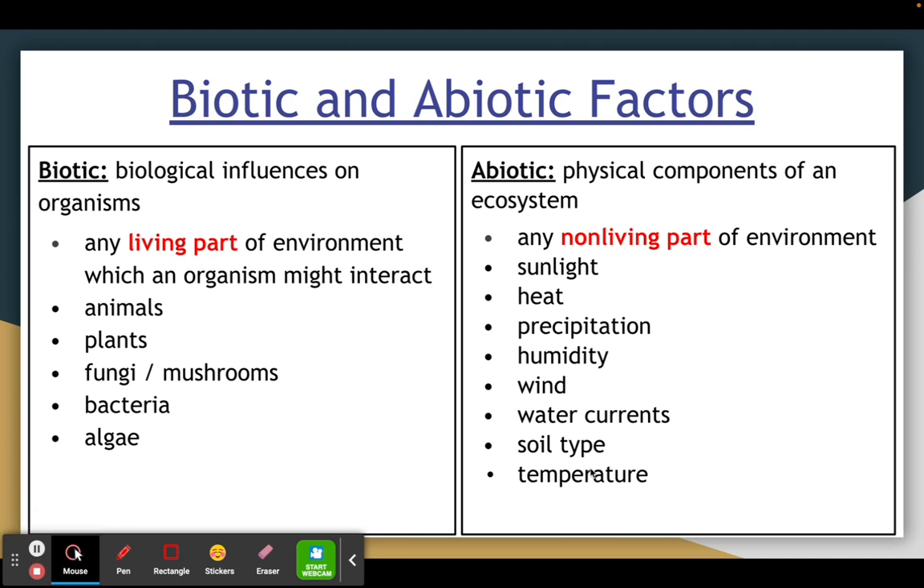So this concludes our 4.1 notes. After this, hopefully you have a better understanding that ecology is the study of how living and non-living things depend on one another, as well as the different levels of organization, going from a biosphere to a biome to an ecosystem to a community to a population and then to an individual. And then finally, the difference between the biotic and abiotic factors.